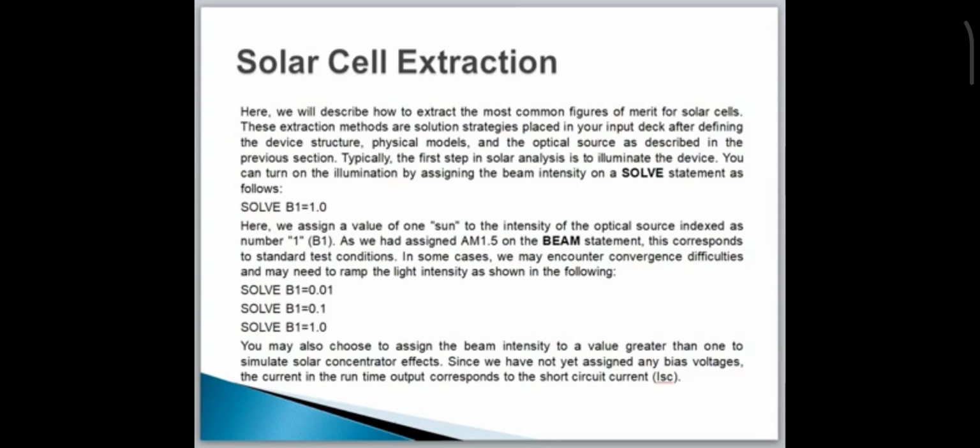Typically, the first step in solar analysis is to illuminate the device. You can turn on the illumination by assigning the beam intensity on a solve statement as follows. SOLVE B1=1.0. This is the beam intensity. Here we assign a value of 1 sun to the intensity of the optical source indexed as beam number 1, B1.